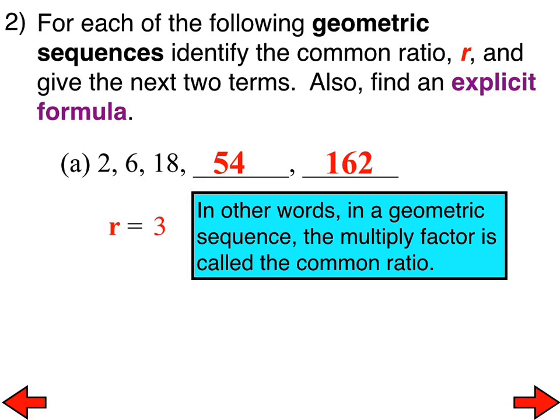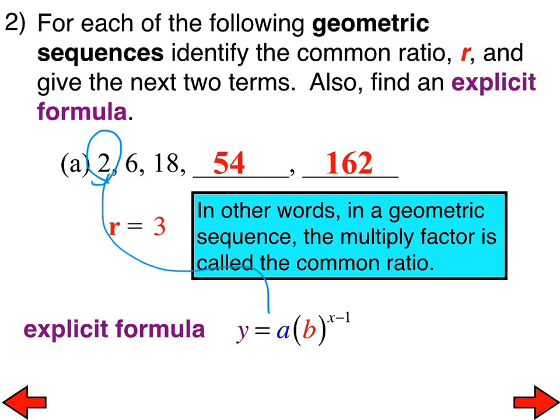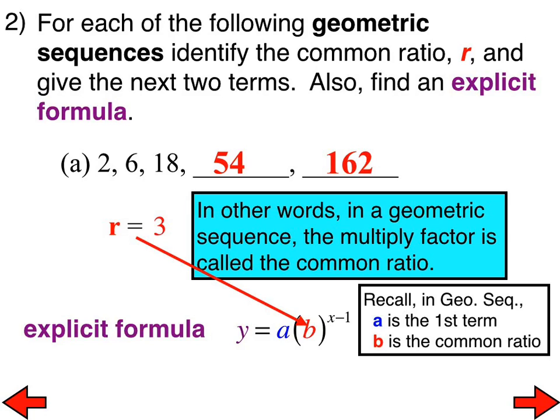So from there, we need to come up with our explicit formula. Remember, for geometric sequences, it is y equals a times b to the x minus 1 power. A is the first term. There's the first term. And b is the common ratio. So, from there, that leads us to our explicit formula of y equals 2 times 3 to the x minus 1 power. All right, go ahead and do the same exact thing for part B and part C.